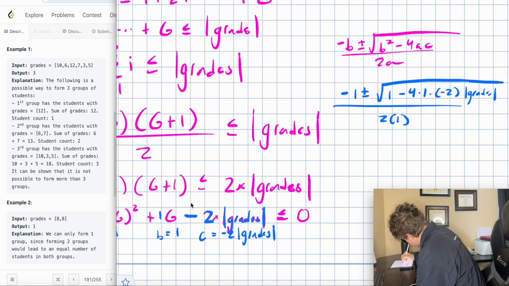And so -1 plus or minus plus the square root. So to do the square root, you can do this. This needs to go inside of here. My bad. So this would be a square root, 1/2. 1 plus 8 times the length of grades. All right, 1 plus 8 times the length of grades. And we'll just return that.